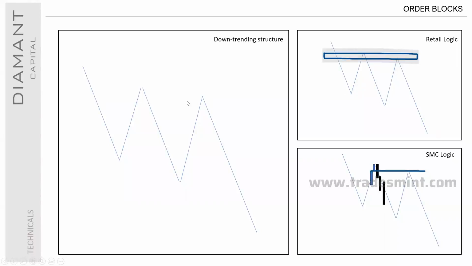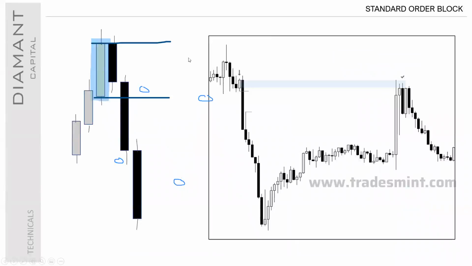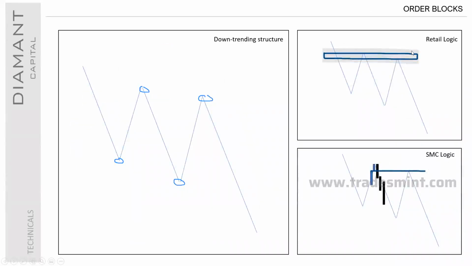So, like I said, let's take an example of a downtrending structure. What do we have? We've got this low, this higher high, lower high, this lower low, lower high, and then price keeps on downtrending. Now, what would people in the retail environment say? They would say that this right here is a support, is a resistance line, because you've got that resistance right there. And you would be valid in saying that, but you're going to see later on that a lot of this retail logic does not work.